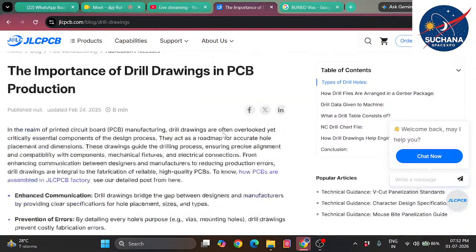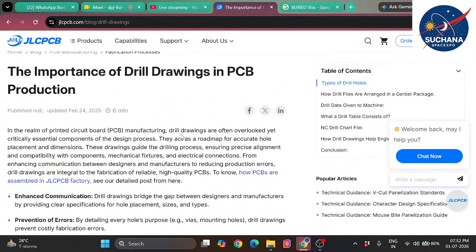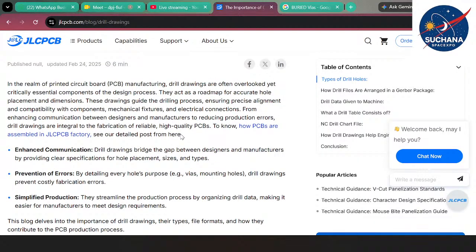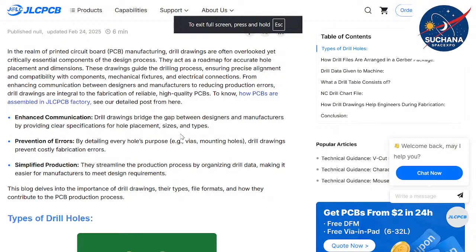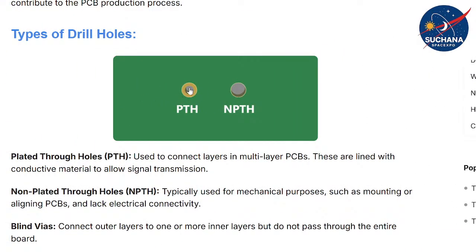These are actually called vias. They are also called drill holes. As you can see, these are called drill holes or vias basically. This is called a plated through hole and this is called a non-plated through hole.